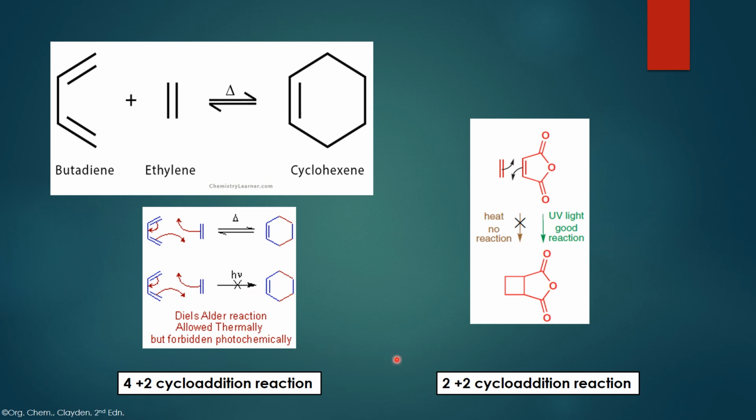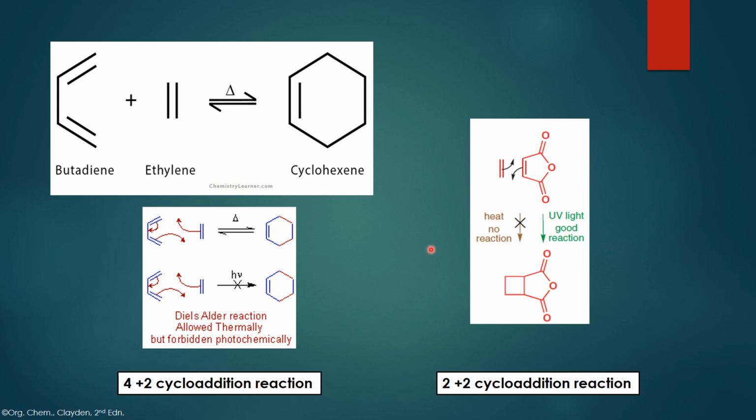Let's see what happens when it comes to a 2+2 cycloaddition reaction. In a 2+2 cycloaddition, we use a 2-pi component system and another 2-pi component system. Here we can see ethylene and maleic anhydride, both 2-pi component systems, and they are interacting. When we study it under heat, that means under thermal condition, no reaction occurs. But when it is studied under UV light, photochemical condition, the reaction occurs. So the 2+2 cycloaddition is opposite to the 4+2 cycloaddition.